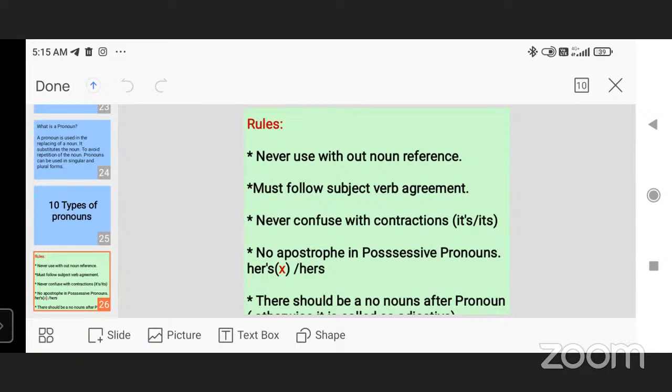Next thing is, never confuse it with a contraction. See in the first one, "it's" with an apostrophe, isn't it? It apostrophe s. In that, it is the contraction of "it is". In the second part, there is "its", isn't it?